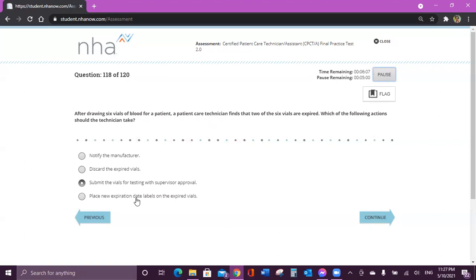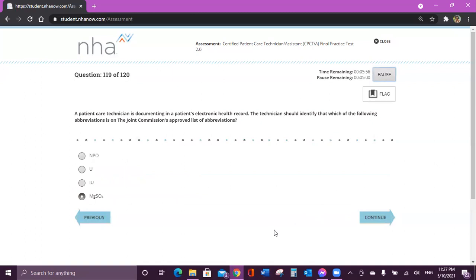No, la B. D, la... Ah, D. No, no, la B. Discard the specimen vials. Que lo tires, ajá. Porque está vencido, eso es lo que dice, está expired.